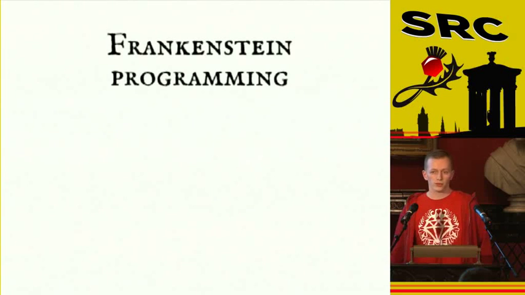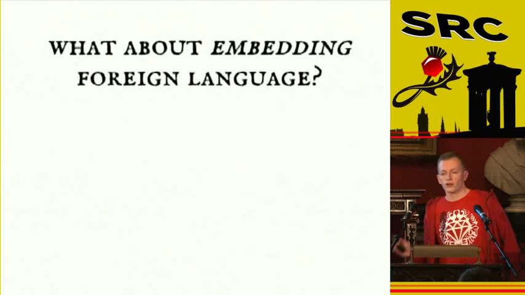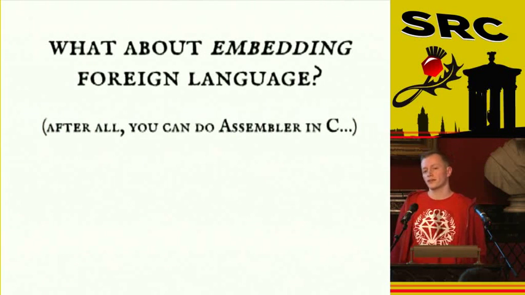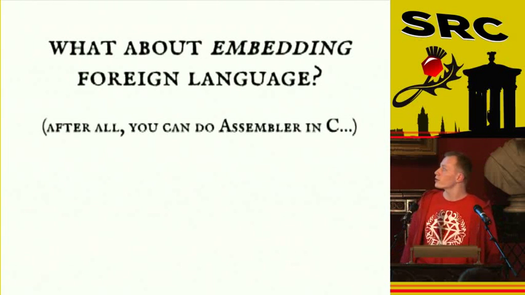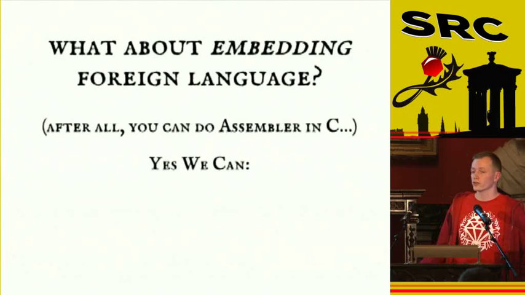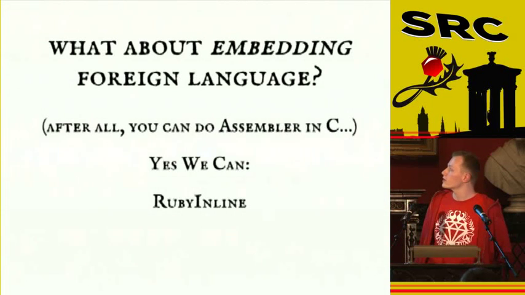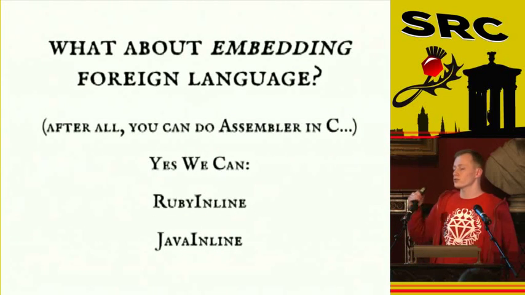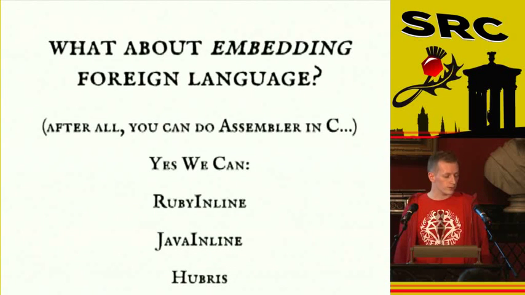So the last thing I want to cover is Frankenstein programming. And by this, I want to cover the problem, what about embedding foreign languages? We can embed assembly in C if we want to have really fast programs. Can we embed other languages in Ruby? And we can. With Ruby inline, as you saw before, and I'll show you in a second. With Java inline, you can embed Java right into your Ruby code. You can embed Haskell into your Ruby code if you want.